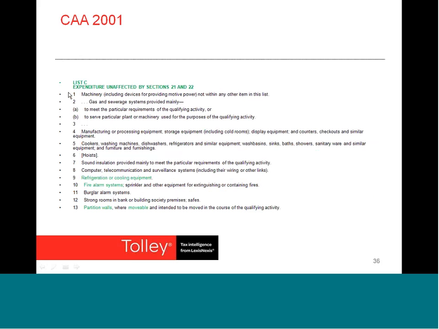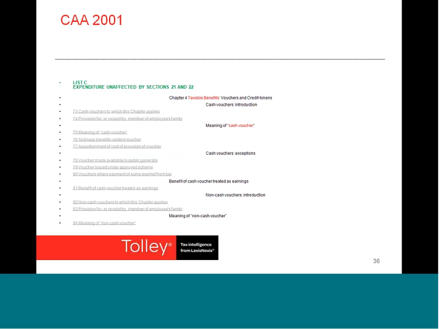So all these items here are in green, or the ones that I'm more likely to see in the exam, like refrigeration, fire alarm systems, movable partition walls, decorative assets in a restaurant, that sort of thing. I've put those in green. Again, to remind myself, green is good, yes, yes, yes, it's plant. Red is bad, it's not plant. So that's what I mean by using different colours.